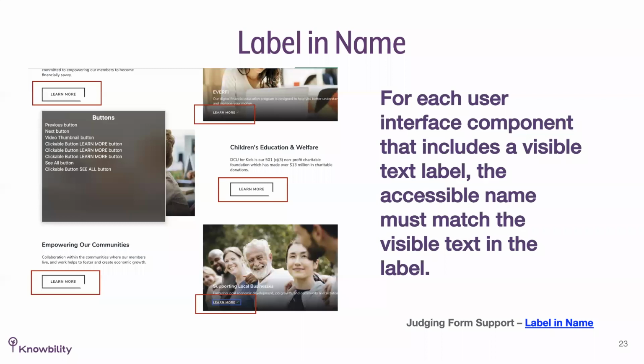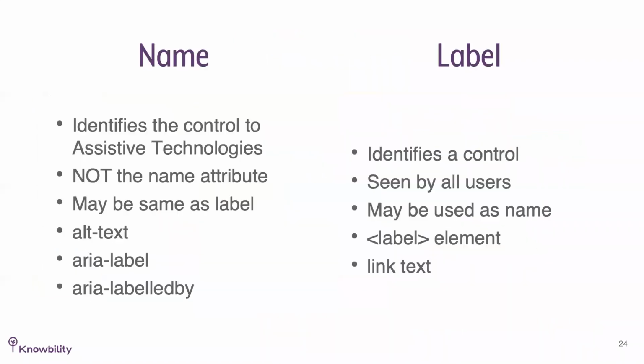So we just talked about labels. Labels identify a control, and generally the label is seen by all users. The name is what identifies the control to assistive technologies, so a screen reader, say. And if you're familiar with HTML, there's a name attribute that you put on an input element, for example. It's not the same. That's not what we're talking about.